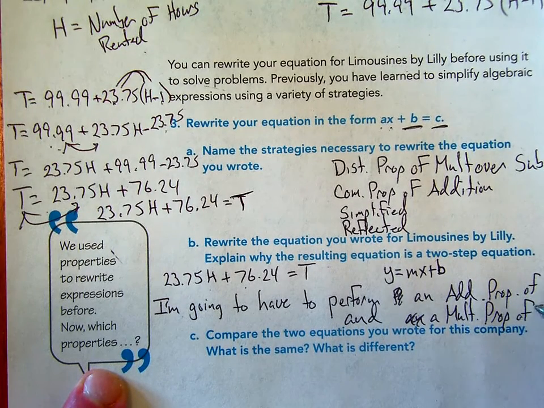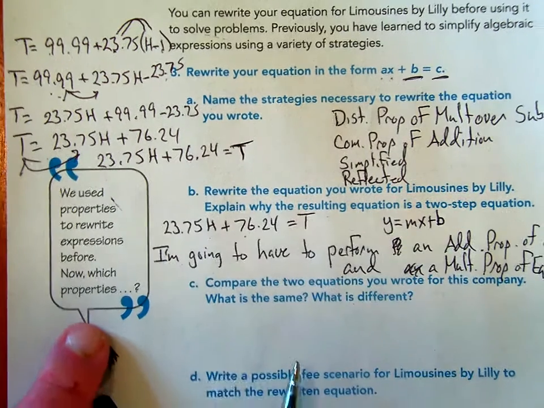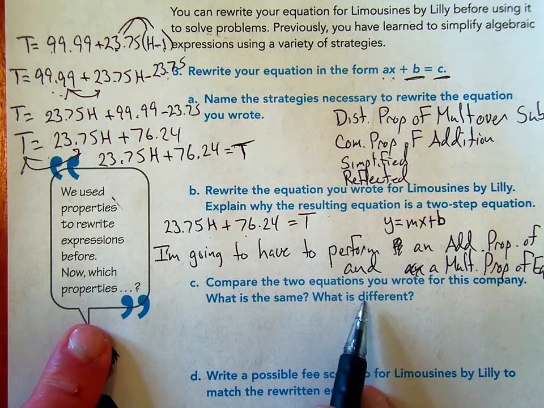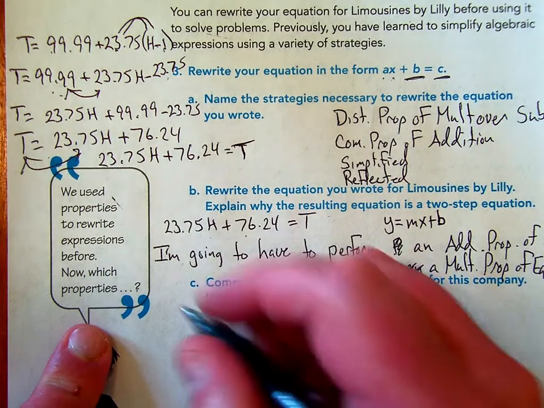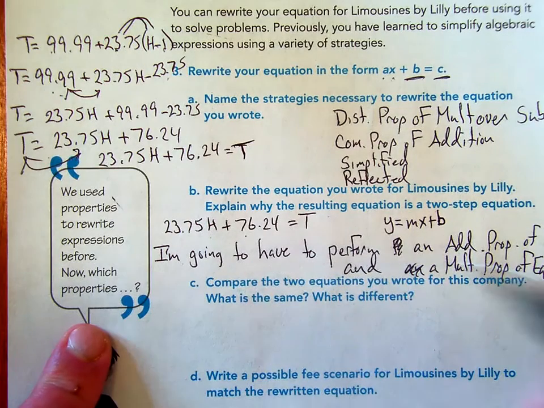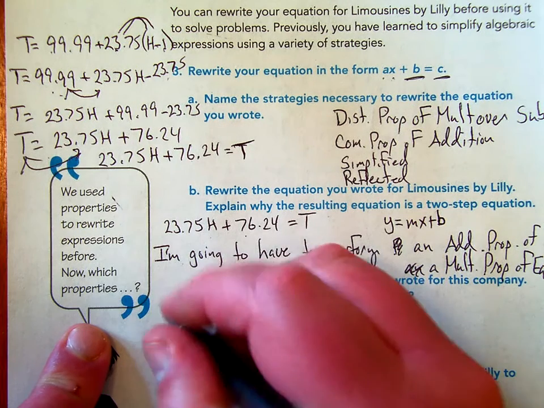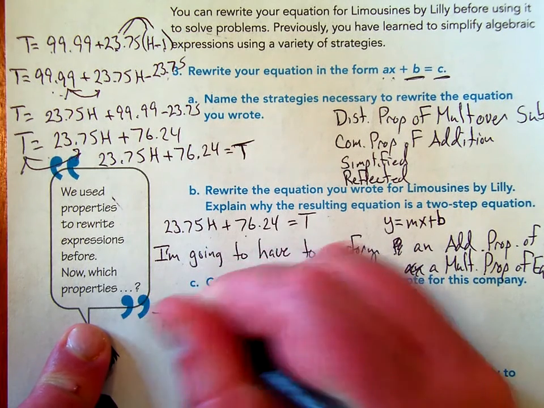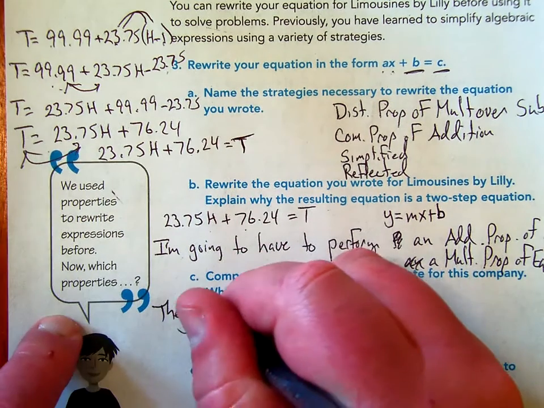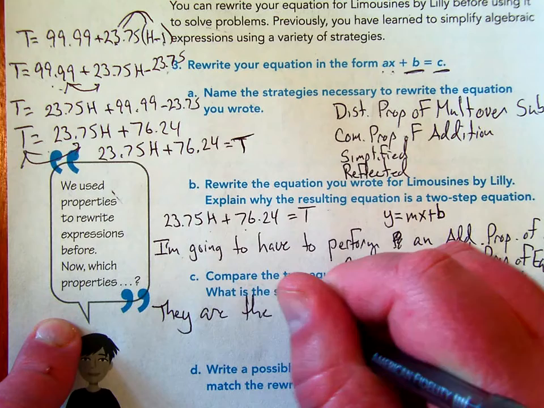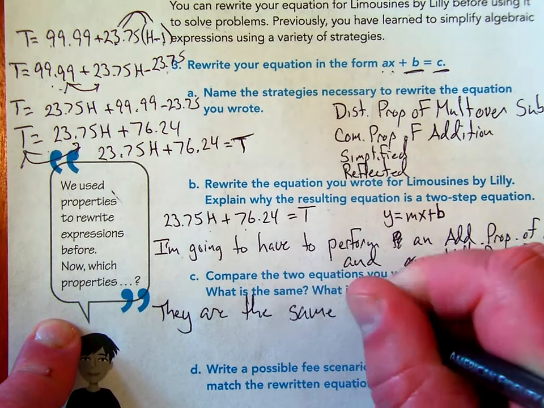Compare the two equations you wrote for this company. What is the same? What is different? They're the same equation. If you put in a value for the number of hours, you're going to get the same answer. They're just written differently.